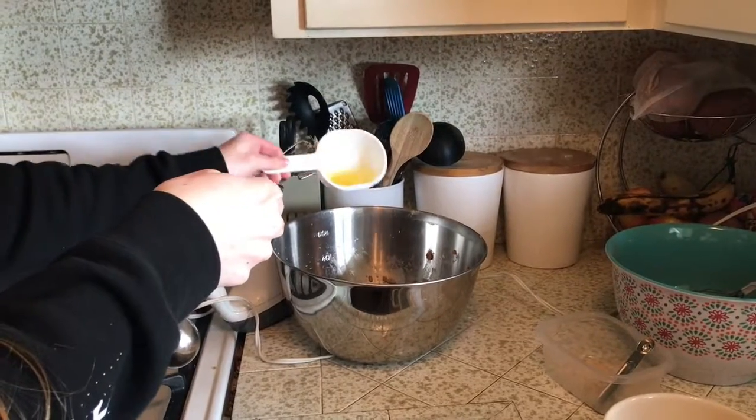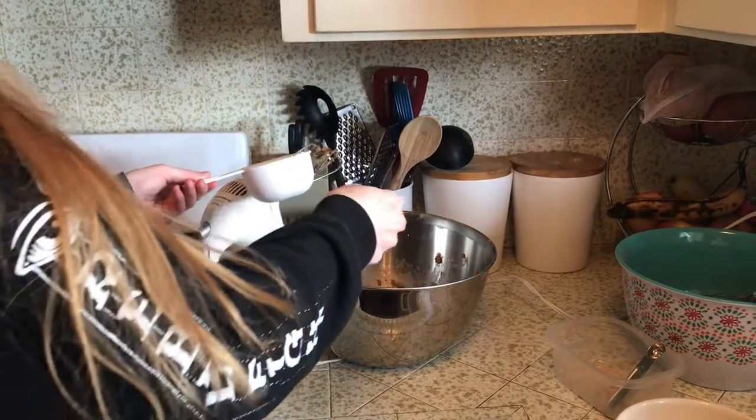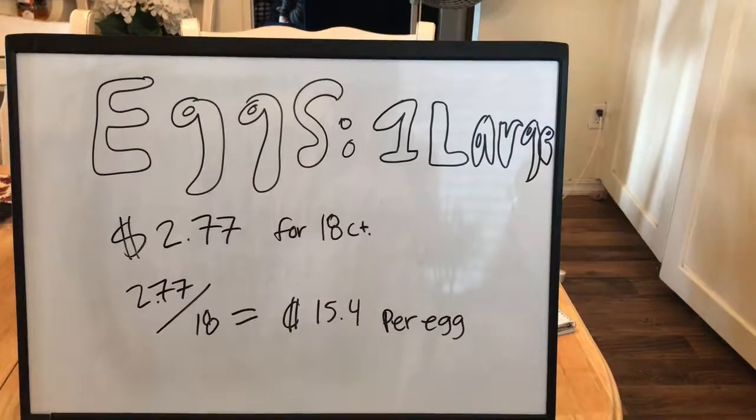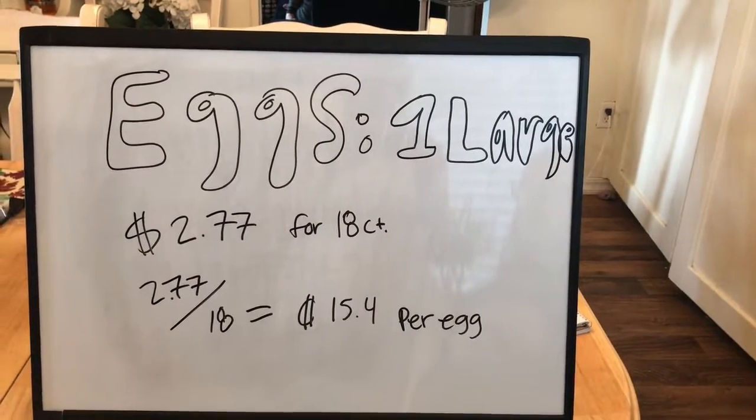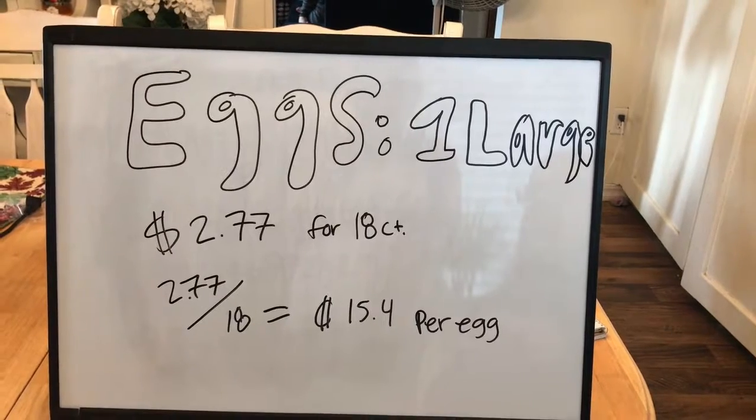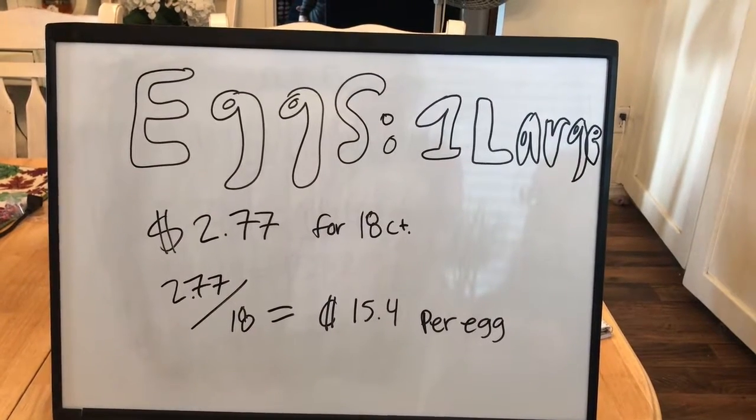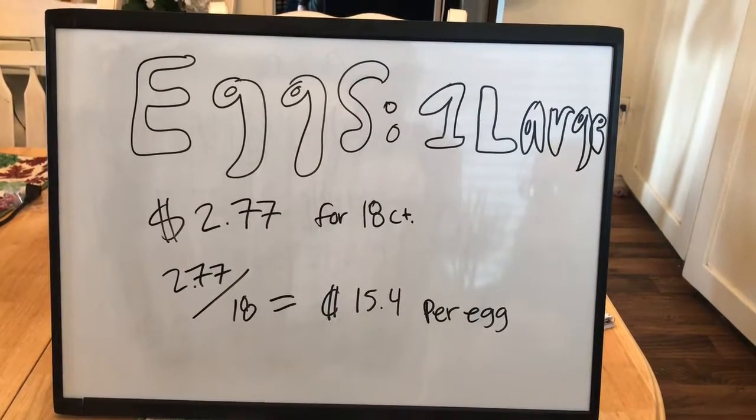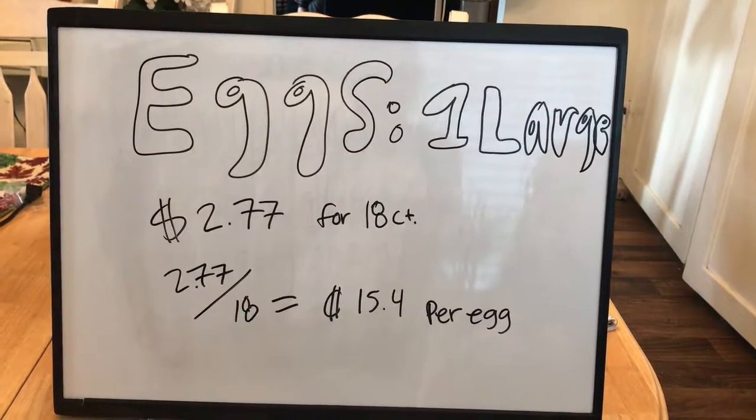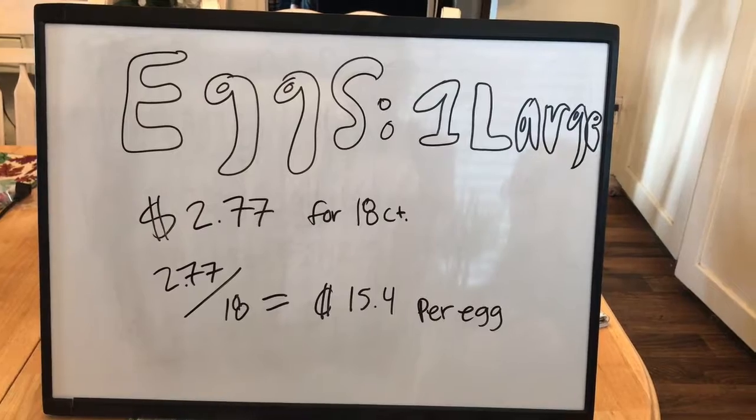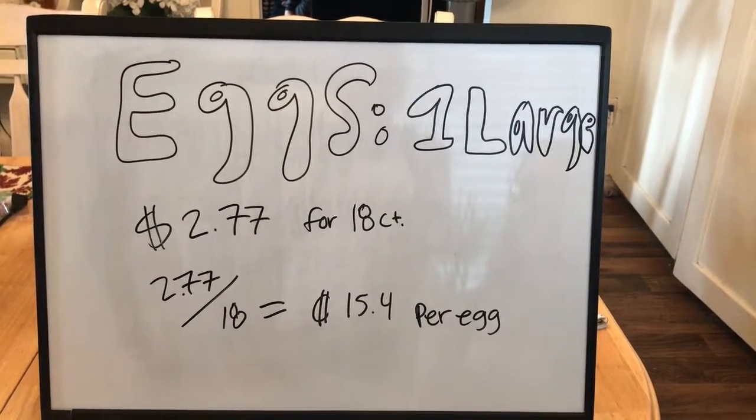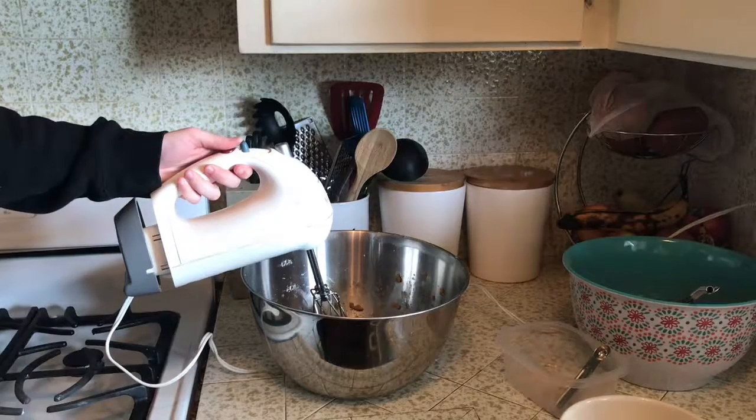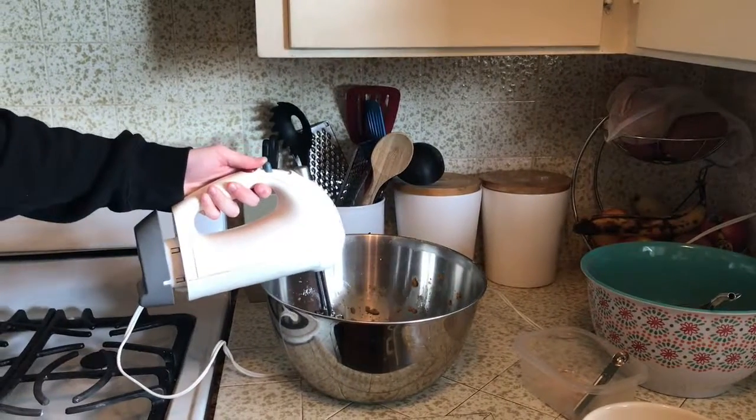Next, we add 1 egg and 1.5 teaspoons of vanilla. The recipe calls for 1 large egg. An 18-count pack of eggs is $2.77 at the store. $2.77 divided by 18 is 15.4 cents per egg. We only need 1 egg for the recipe, so that egg adds 15.4 cents to our total. Then we whisk this all together.